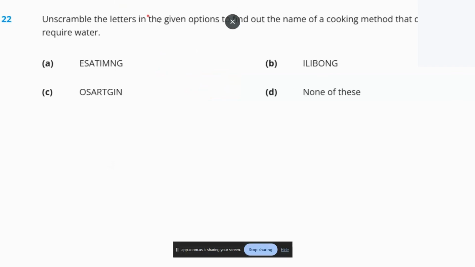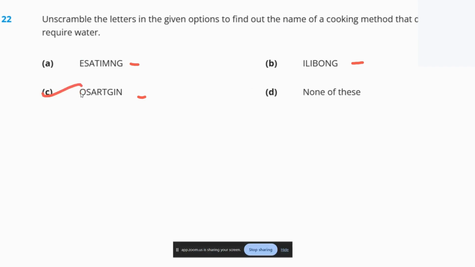Next, unscramble the letters in the given options to find out the name of the cooking method that does not require water. So first option is steaming, second is boiling, third is roasting, and D is none of these. So we know that steaming and boiling both require water, but roasting is a cooking method which is done directly on the fire without use of water. So option number C is our right answer.